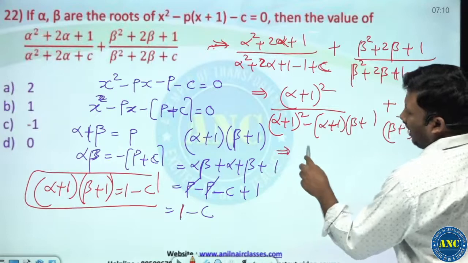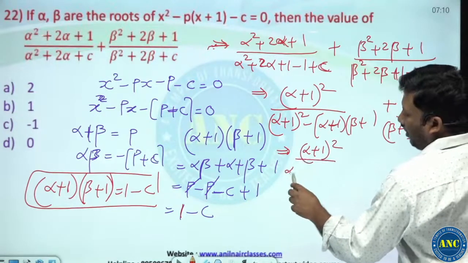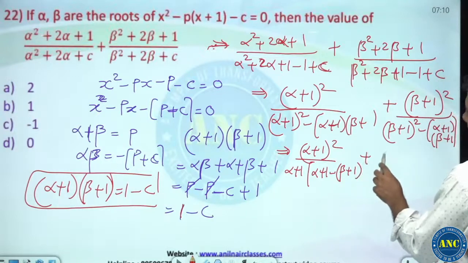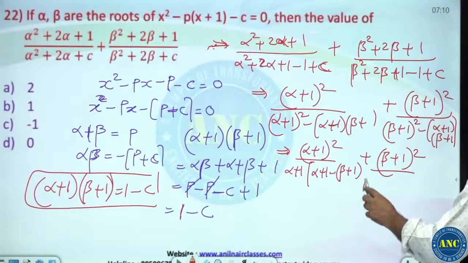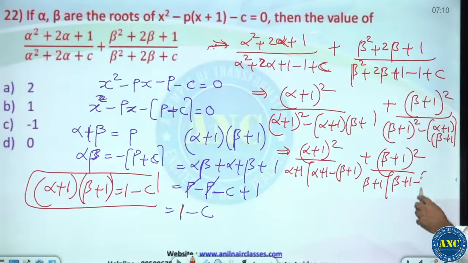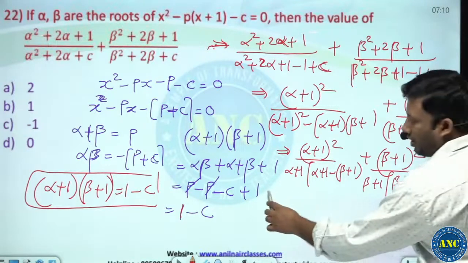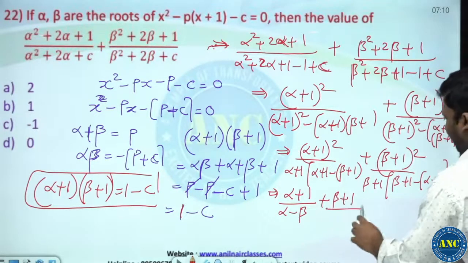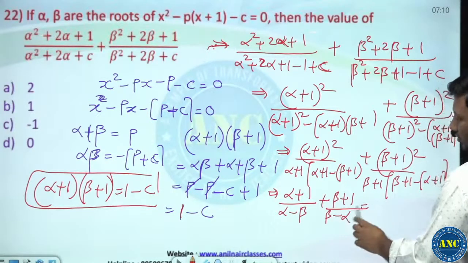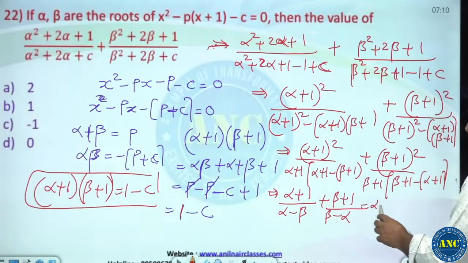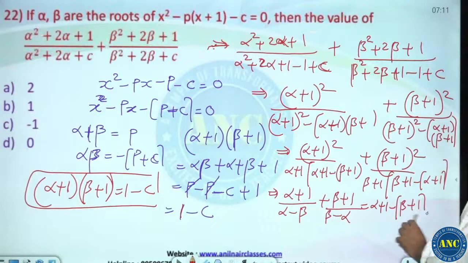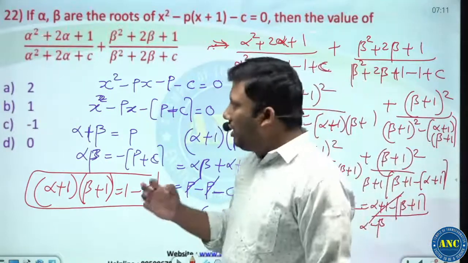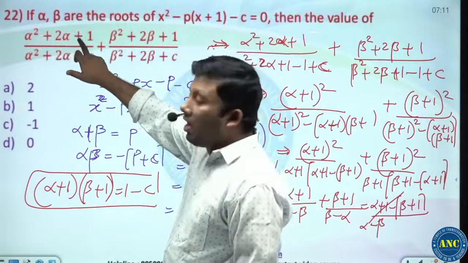So what we will do is, if I take alpha plus 1 common, this will be alpha plus 1 minus of beta plus 1. Similarly, plus beta plus 1 whole square divided by beta plus 1 into beta plus 1 minus of alpha plus 1. So this will be alpha plus 1 by alpha minus beta plus beta plus 1 by beta minus alpha. Beta minus alpha can be written as minus of alpha minus beta. So alpha plus 1 minus of beta plus 1 divided by alpha minus beta. Alpha minus beta by alpha minus beta is 1.